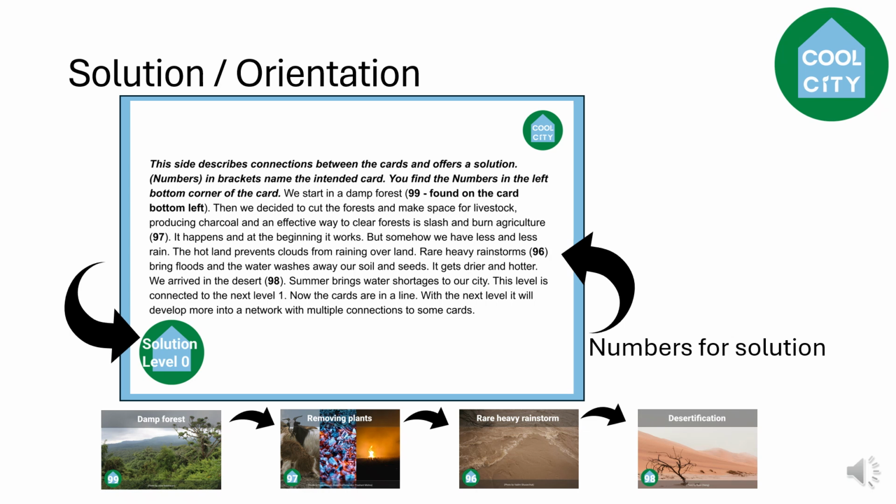We have arrived in the desert, 98. Summer brings water shortages to our city. Card 98 is connected to the first card from Level 1. Now the cards are in a row. In the next level, it will develop more into a network with multiple connections to some cards.